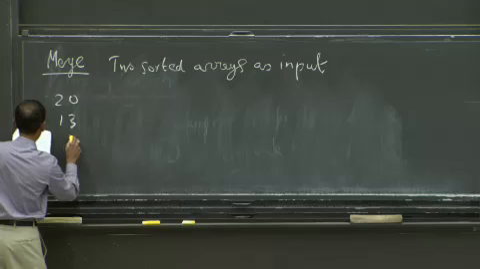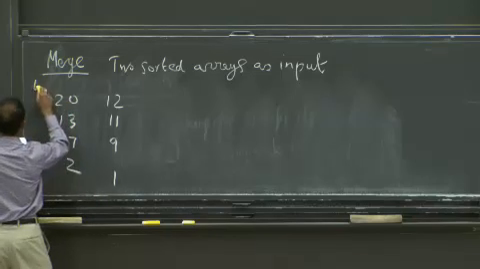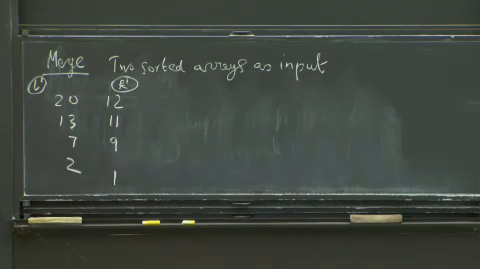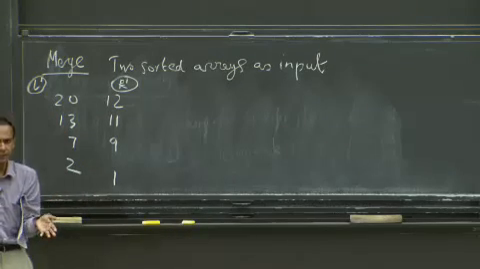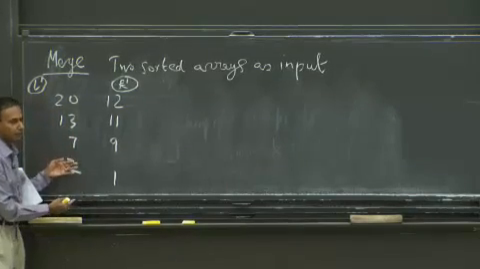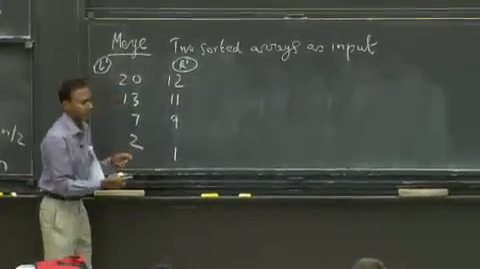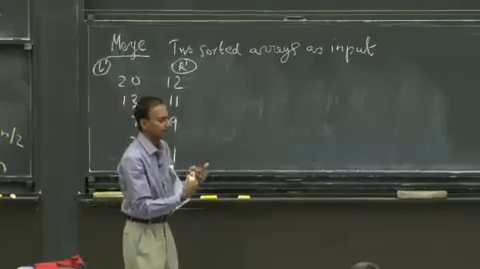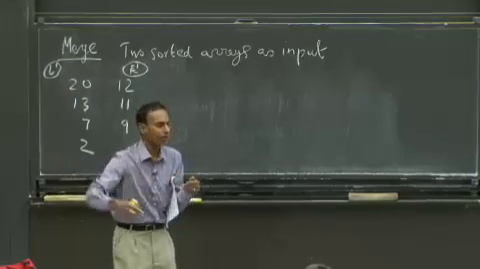So let's say you have 20, 13, 7, and 2. You have 12, 11, 9, and 1. And this could be L prime, and this could be R prime. What you have is what we call a two-finger algorithm. And so you got 2 fingers, and each of them point to something. And in this case, one of them is pointing to L. My left finger is pointing to L prime, or some element in L prime. My right finger is pointing to some element in R prime. And I'm going to compare the 2 elements that my fingers are pointing to. And I'm going to choose, in this case, the smaller of those elements. And I'm going to put them into the sorted array.